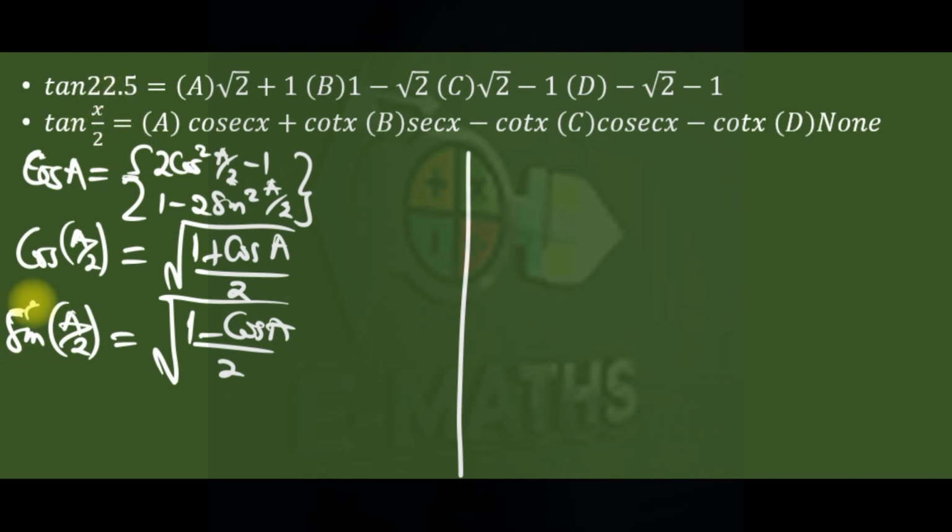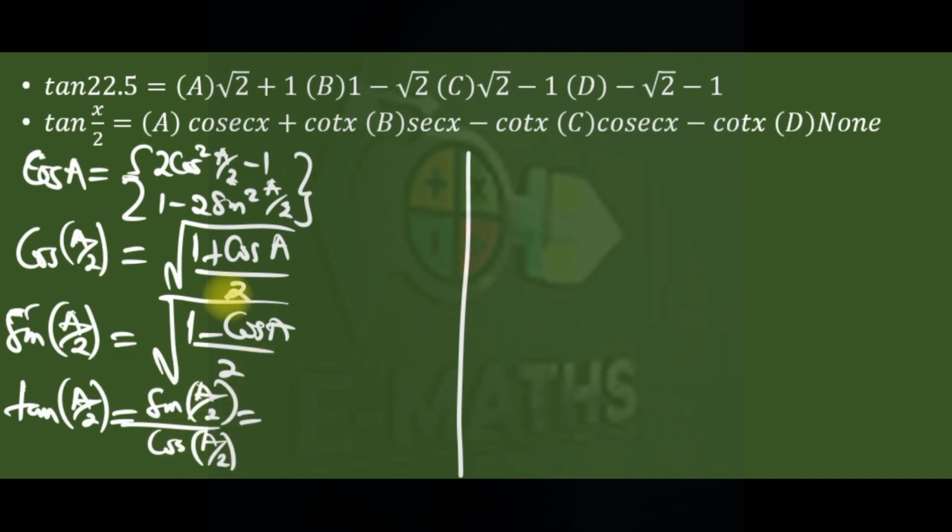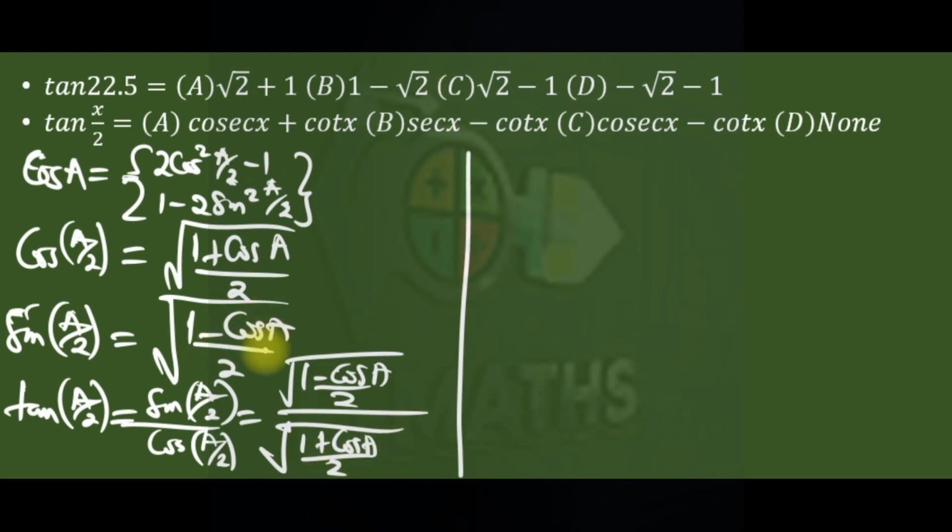So coming to this question, if I have to find tan half A, I know the answer without even solving it, but I'm trying to show you how I got it faster. Tan half A is sine over cos, that's sine half A over cos half A. From here we can substitute this as square root of 1 minus cos A over 2 divided by square root of 1 plus cos A over 2. We can bring the two together in one square root, so we're left with 1 minus cos A over 1 plus cos A, all in square root.